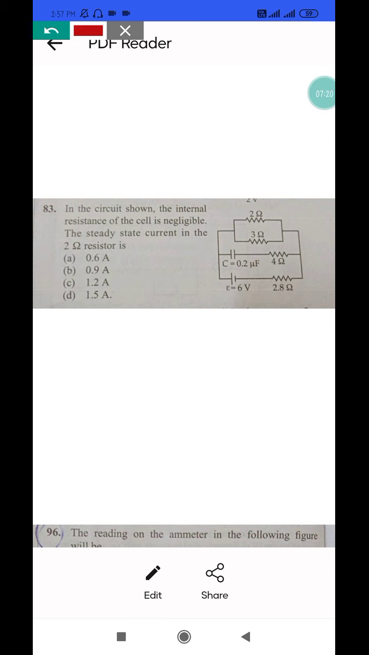As you know, capacitors allow AC, but they block DC. Since it is a DC source, I'm going to remove this capacitance because it offers a high resistance. Since there is no current flowing through the capacitors, there will be no current in those resistors. So I'm going to ignore this. Now what's our aim? Our aim is to find the current in the 2 ohm resistance. For that, I'm going to find the total current.